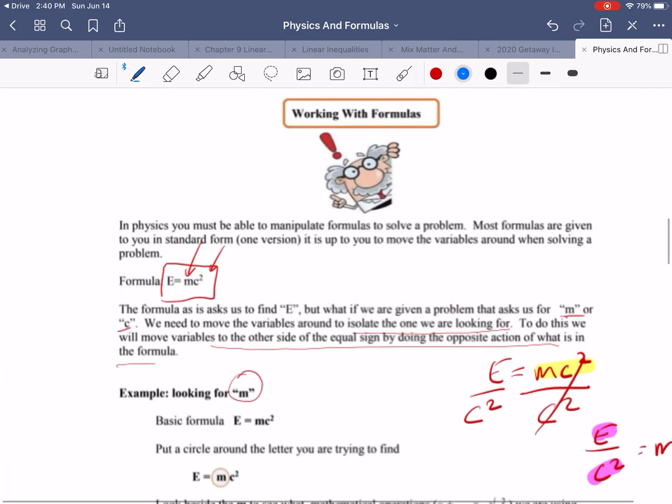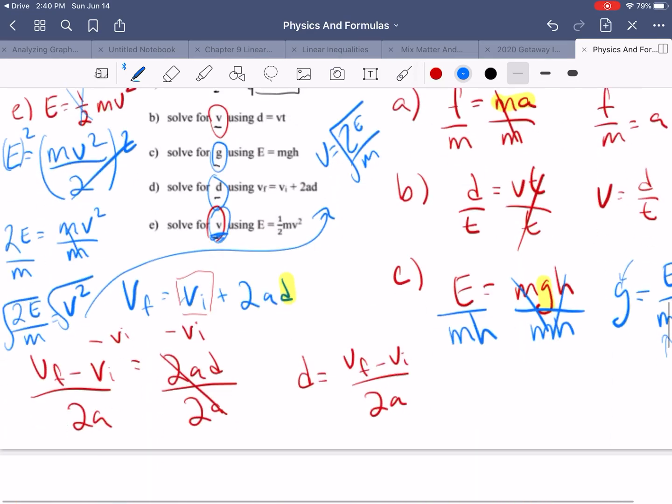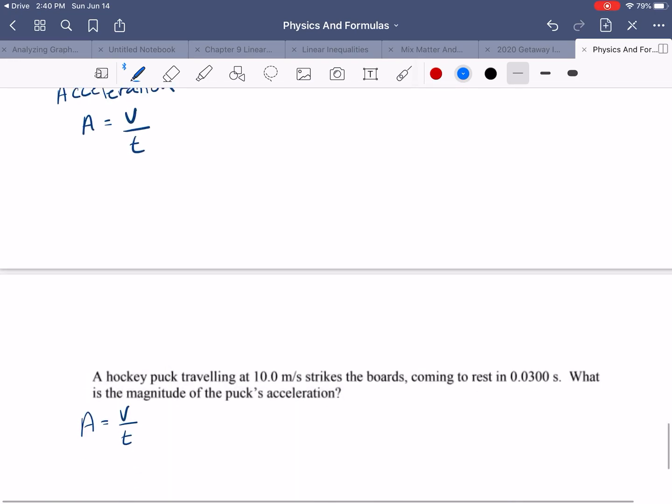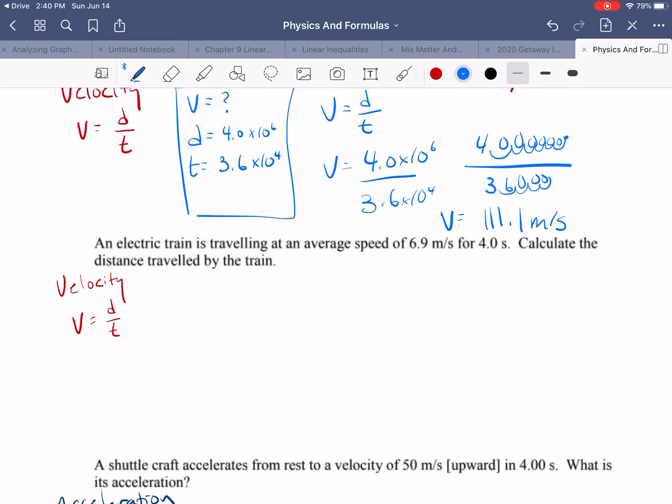I'm going to look for V, so here it is. It's measured in meters per second. So that's what I would write down here. I would write meters per second, and that would be my answer, 111.1 meters per second. You're going to be doing sig digs and stuff like that in grade 10, but at least you know how to do it now. Okay, so here's another velocity one.